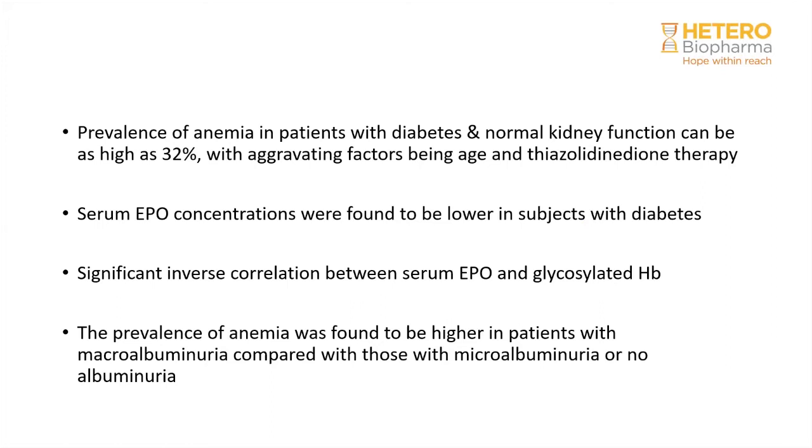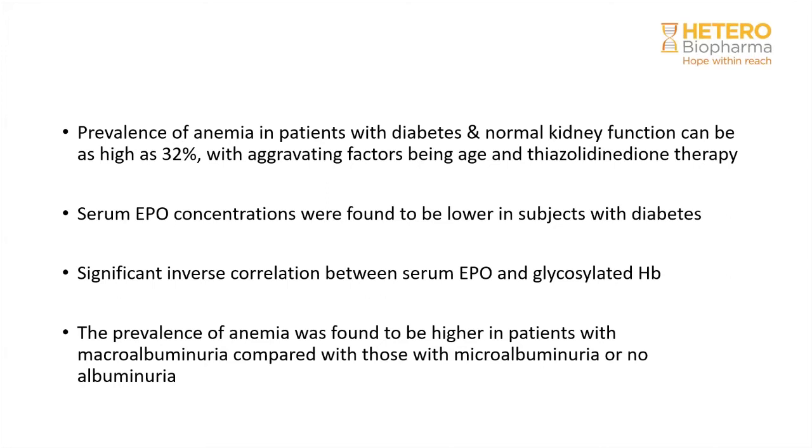Some of them can be because of older age, and also patients being on thiazolidinedione therapy. In fact, studies have shown that erythropoietin concentrations are lower in subjects with diabetes, even with normal renal function. There is also a significant inverse correlation between serum erythropoietin levels and glycosylated hemoglobin. The higher the glycosylated hemoglobin, the lower the serum erythropoietin levels.